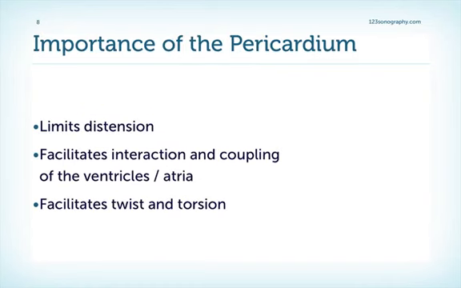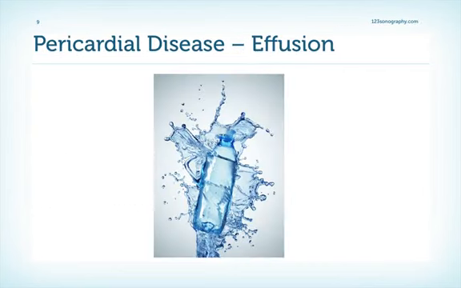It is not quite clear why we actually have a pericardium. We can easily live without the pericardium, but we know that it limits the distension of the heart, that it facilitates the interaction and coupling of the ventricles and also the atria, and that it plays a role in facilitating twist and torsion, a function which is important for the ejection and for the relaxation of the heart. But now let us turn to the disease entity related to the pericardium, which we encounter most frequently, pericardial effusion.